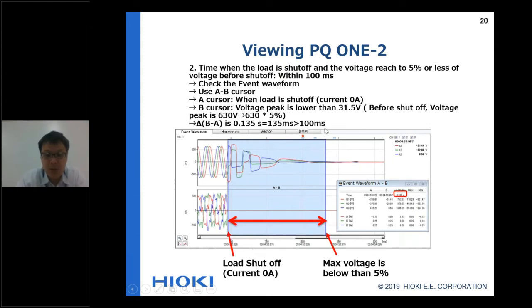Okay. So as I told you, some Japanese association decides 100 milliseconds, but in this time, the load shut off to the max voltage is below the 5%. The duration time is 135 milliseconds. So that's why this is a fault, like this. This is one of the examples.